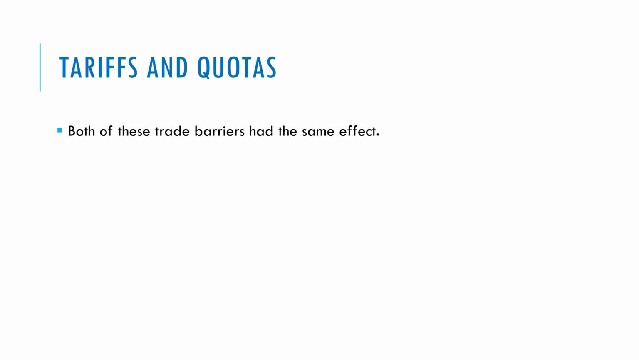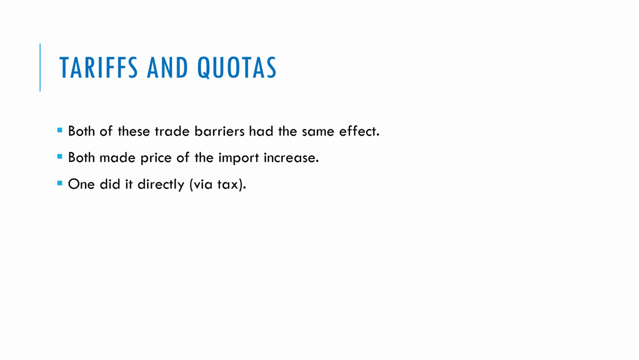Both of the trade barriers we've just discussed had the same effect. The tariff and the quota work differently, but they end up with the same result. Both made the price of the import increase. Remember, that tariff is a tax, so it just automatically makes the price of the import increase. And when we made German cars more scarce by limiting the number, that made price go up. So again, be clear that one does it directly through the tax, that's the tariff, and the other does it indirectly by making something scarcer. But as I said, they both have the same effect.